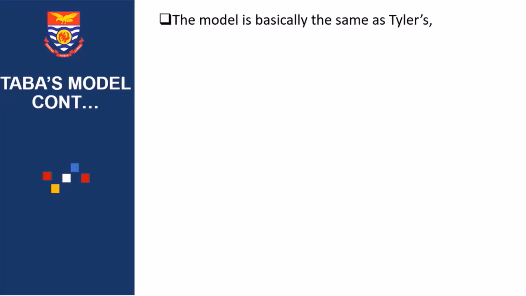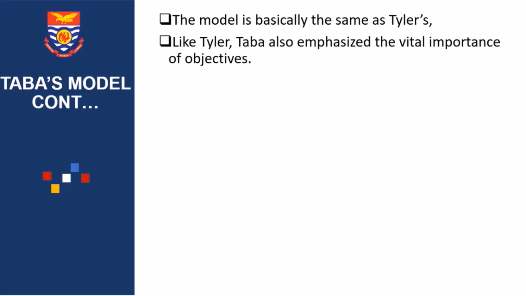So let's look at critical aspect of the Taba's model. The model is basically the same as Tyler's, as we have said. Like Tyler, Taba also emphasized the vital importance of objectives, just like Tyler did. However, Taba made content clearly visible. So in Tyler's model, the content was not clear unless we say that selection and organization of learning is somewhere related to content.